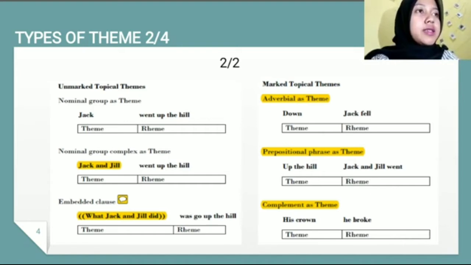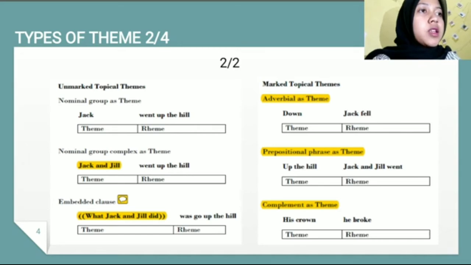The sentence is Jack went up the hill. Jack as theme and went up the hill as rhyme. The next is nominal group complex as theme. The sentence is Jack and Jill went up the hill. Jack and Jill as theme and went up the hill as rhyme.